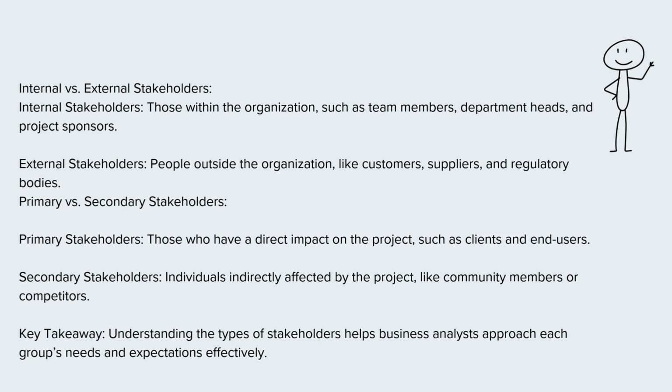He would also look at primary versus secondary stakeholders. Primary stakeholders are those who have a direct impact on the project, such as clients and end users. Secondary stakeholders, individuals indirectly affected by the project, like community members or competitors. So the key takeaway here is it's important for John to understand the types of stakeholders that help business analysts approach each and every need and expectation of the stakeholders effectively.